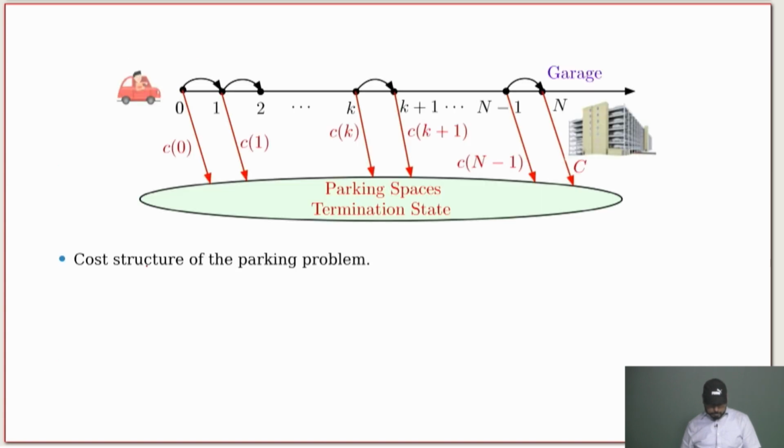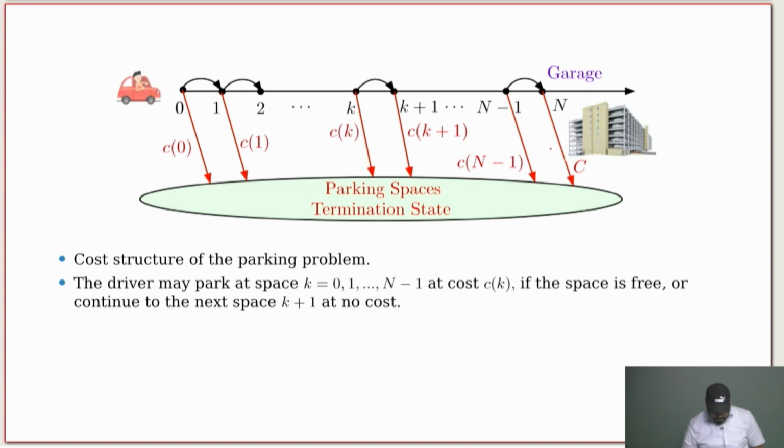Okay, so let us see the diagram for the parking problem. This is the case where the driver starts from 0 and then sequentially goes to 1. So if he decides to park at stage 0, the cost is c0, at 1 the cost is c1, and so on. At k it's ck, and so on. In case he doesn't park until n-1, then he must park at the nth stage, which happens to be the terminal with the cost c.